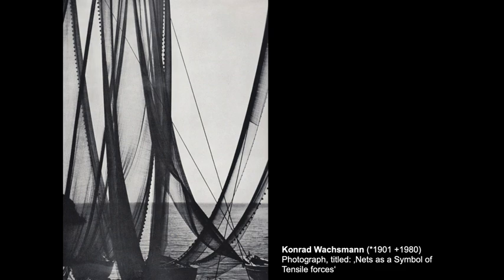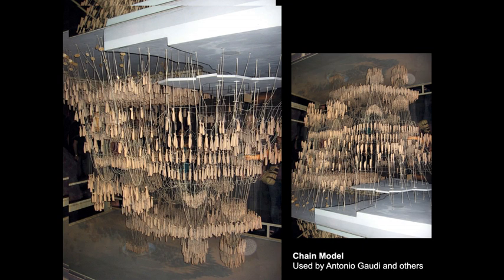Well, Konrad Wachsmann took these pictures in the 1930s, but from the end of the 19th century there was a guy in Spain, in Catalonia, who was making experiments with these kinds of structures. His name was Antonio Gaudí, and Antonio Gaudí had a really big project. He wanted to construct a cathedral.